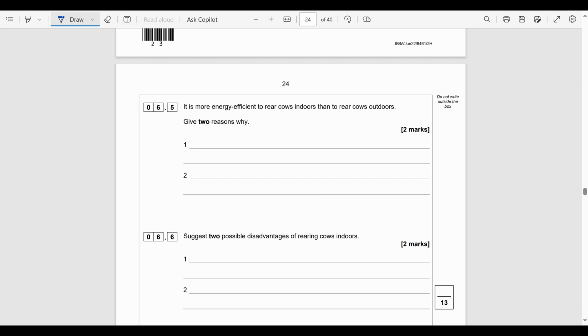Well, if our cows are indoors, they're going to be in a certain space. So our cows can be in a certain area now, as opposed to outdoors where they're going to be more spread out. Well, what that means then is that the cows, when they're indoors, they have less space to move. So they have a limited area in which they can move. Why is that useful? It means that they're going to be using less energy. So less energy is going to be used for movement.